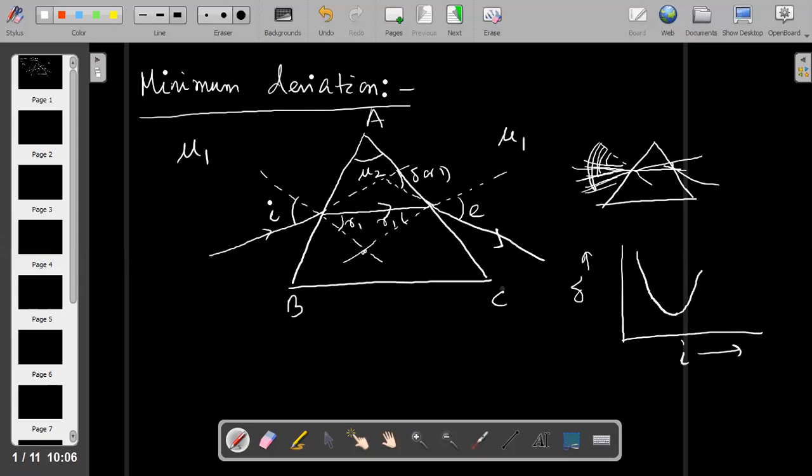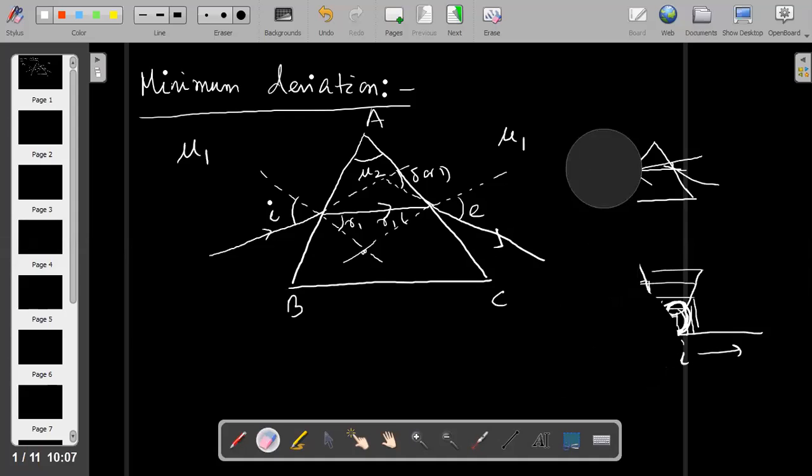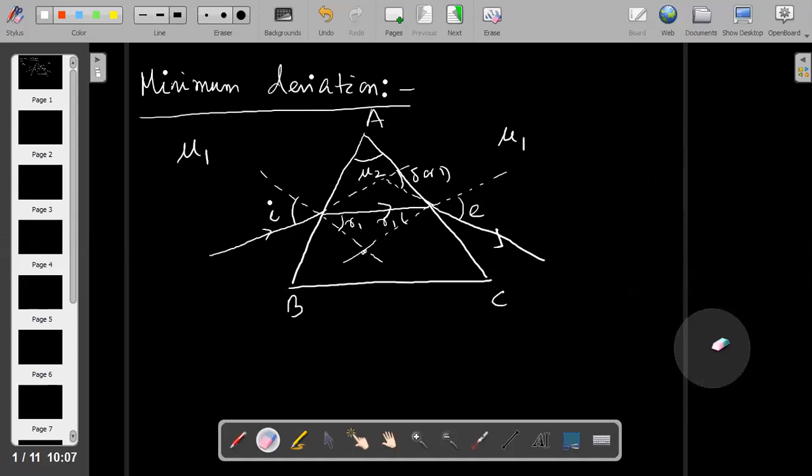Understand this? On increasing angle of incidence, the deviation goes on decreasing. At a particular angle of incidence, deviation is minimum, and this is known as minimum deviation. Further increasing the angle of incidence, the deviation goes on increasing. So this is the point of discussion, the angle of minimum deviation, which we are drawing from the ID curve.